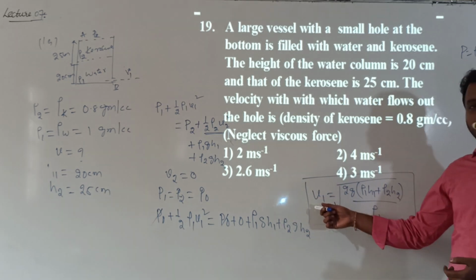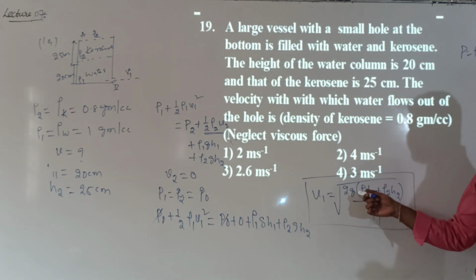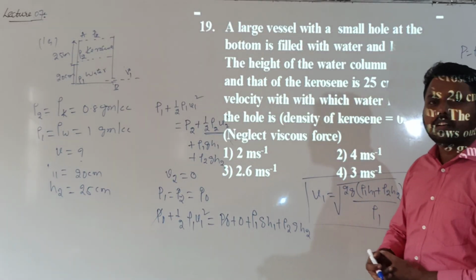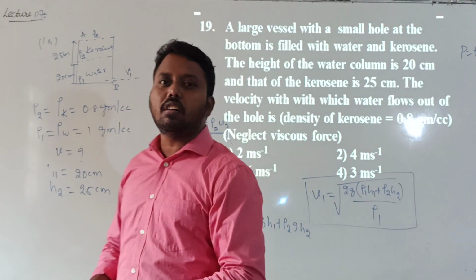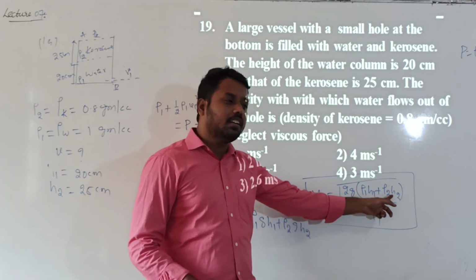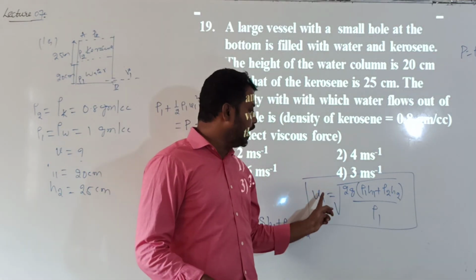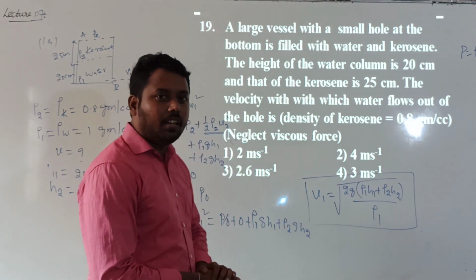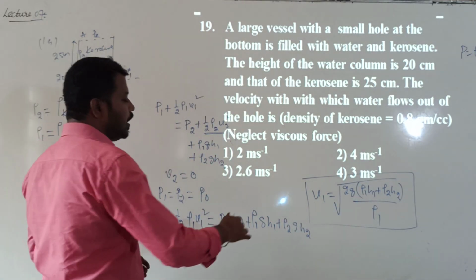Then finally we got V1 is equal to square root of 2 into g into (rho1 into h1 plus rho2 into h2) divided by rho1. For example, if the second fluid is not there, so only a single fluid is there, so rho2 value is 0. That time what will we get as the answer? Rho into g into h1. Formula same now? Okay, you need to remember this formula.